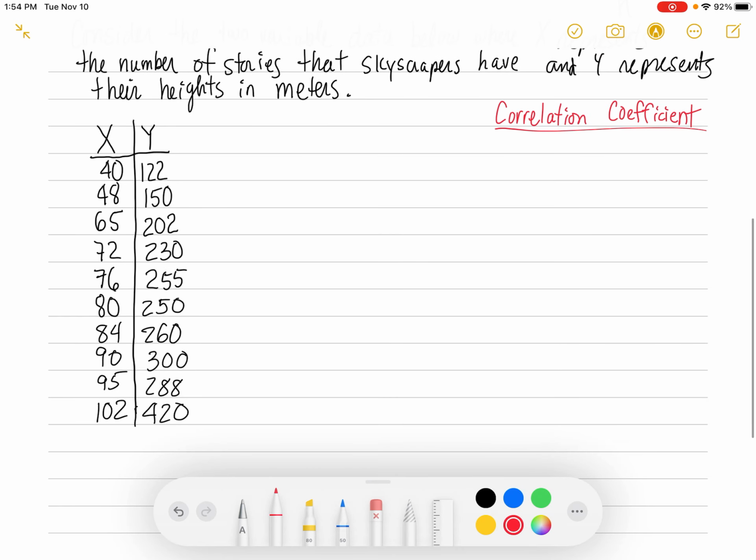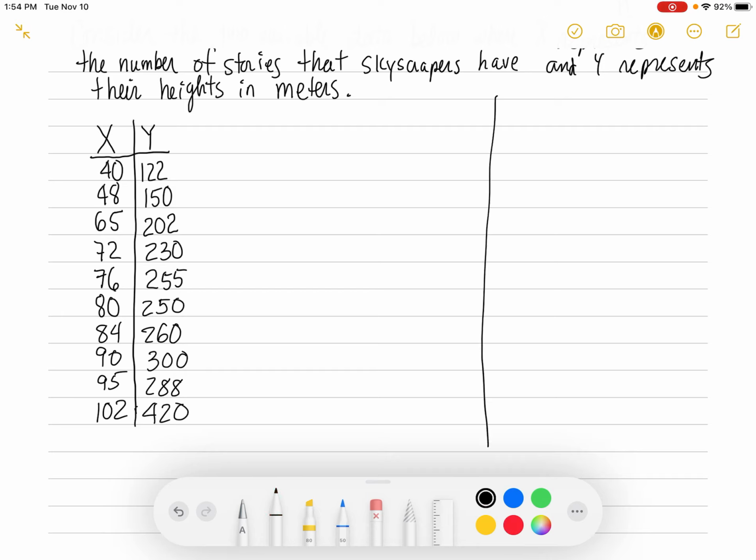Oh, it didn't ask that. Let's actually write that somewhere. Let's ask ourselves to find the correlation coefficient for the two variable data.